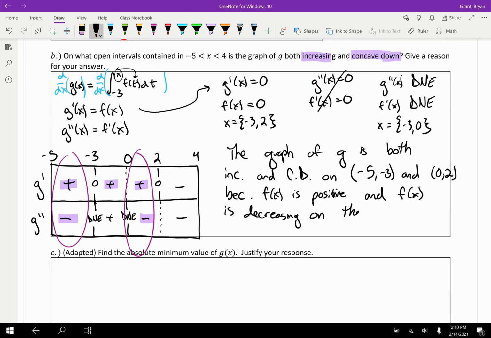on those intervals. Now, if you wanted to go further and be more wordy, you could say because f of x is positive, which means that g prime is positive, and f of x is decreasing, which means g double prime is negative. You could go further if you wanted, but really they're going to be looking for the connection of f of x. As long as you have these two equations, you should be fine.